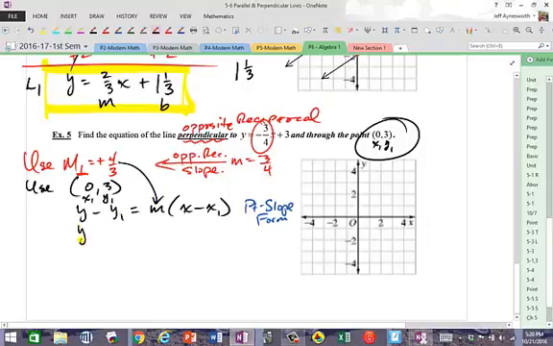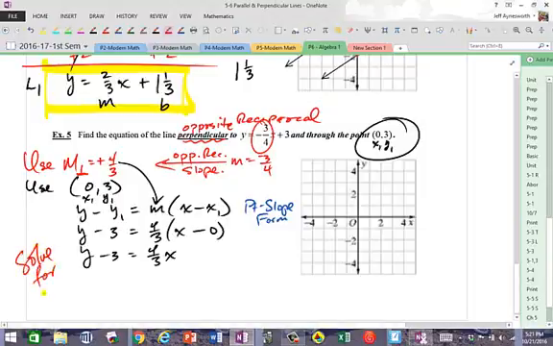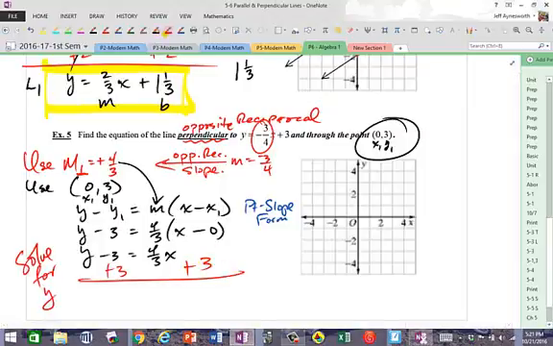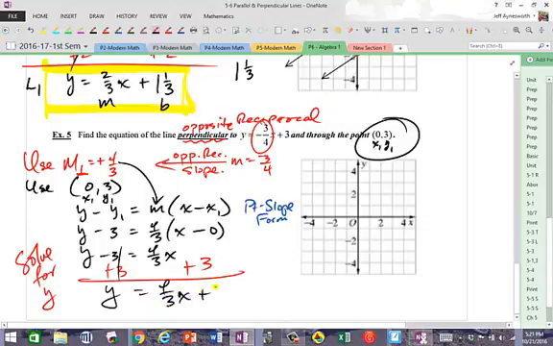So let's do it. y minus 3 is equal to 4/3 times x minus the 0, the x coordinate. Now x minus 0 is just x, and 4/3 times x is just 4/3 x. Let's add the opposite and solve for y. We always do that, right? So add the opposite. And what do you get? You get y is equal to 4/3 x plus 3, where that's the slope and that's the y-intercept.